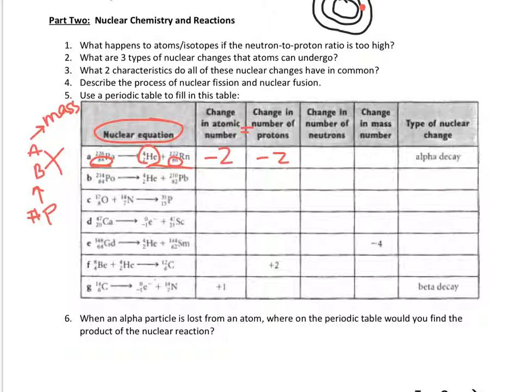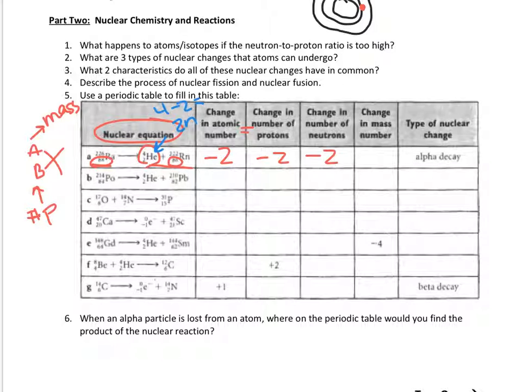All right, change in the number of neutrons. Here we have to do a little bit of math. We can take a look at our alpha particle for that. Our alpha particle has a mass of 4 and it has 2 protons. So 4 minus 2 would be 2 neutrons. So in here we would put minus 2 neutrons as well.